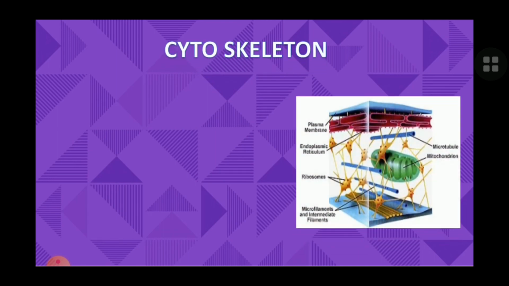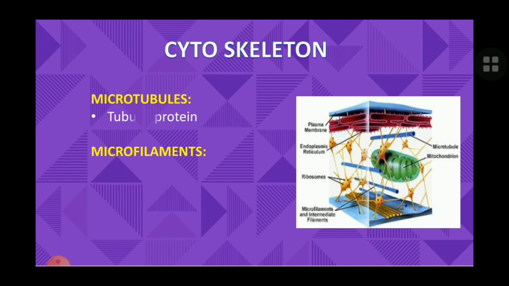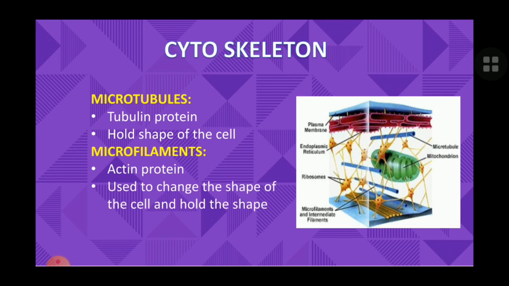Cytoskeleton. In this picture, you can see the cytoskeleton, which is made up of microtubules, shown with blue colored tubes, and microfilaments, which are a network of yellow colored fiber-like structures. The microtubules are made up of tubulin protein, and their function is to hold the shape of the cell, while the microfilaments are made up of actin protein, and these are used to change the shape of the cell and hold the shape.